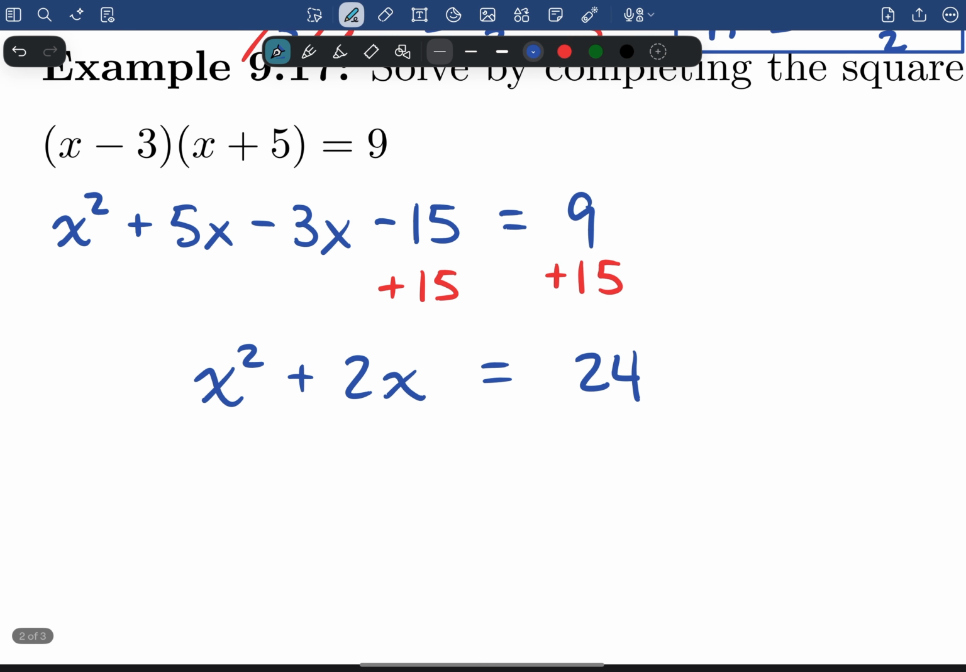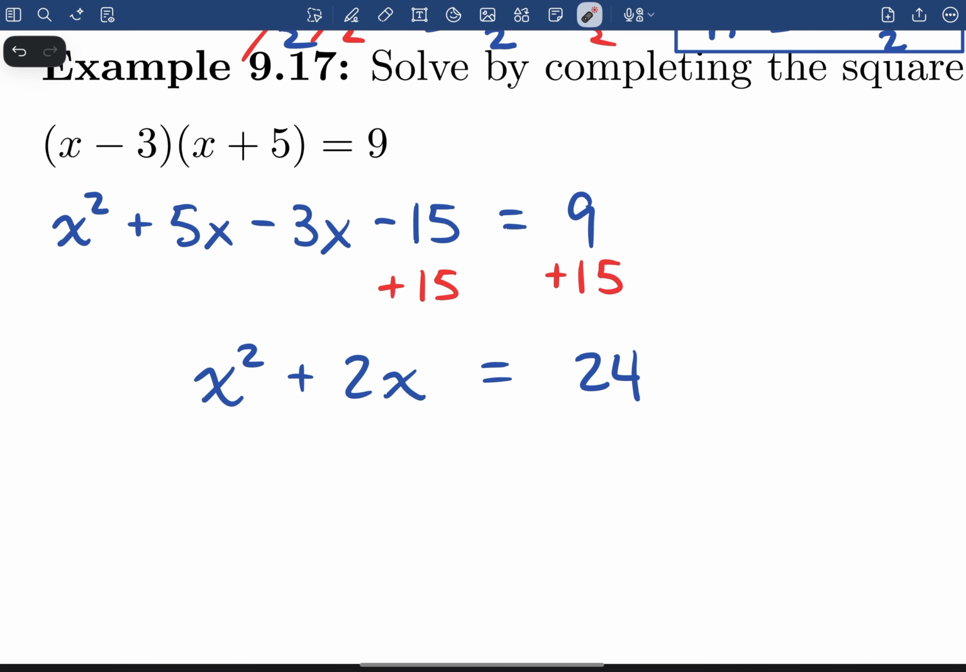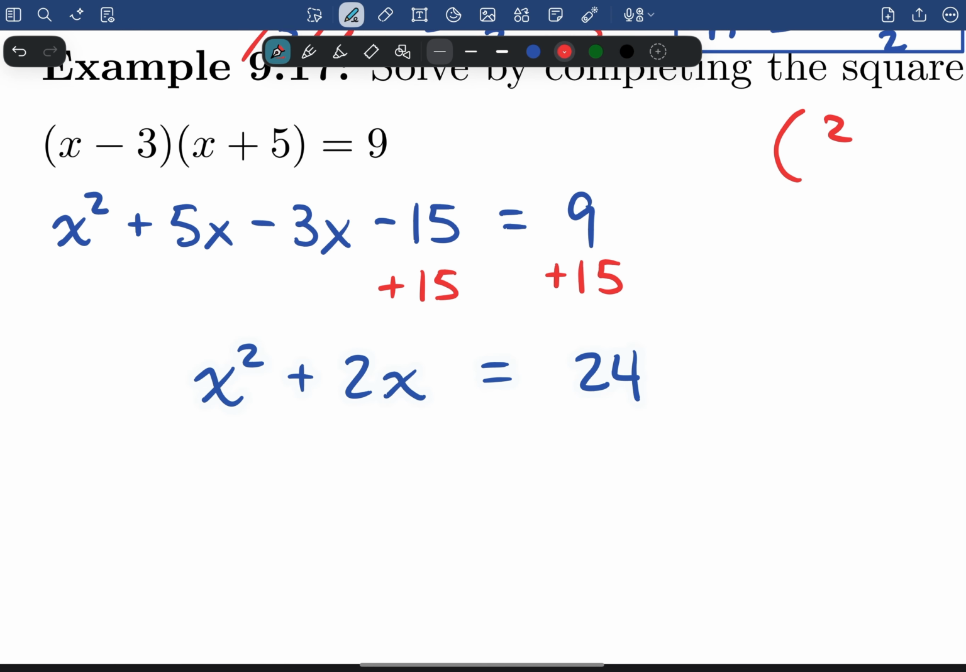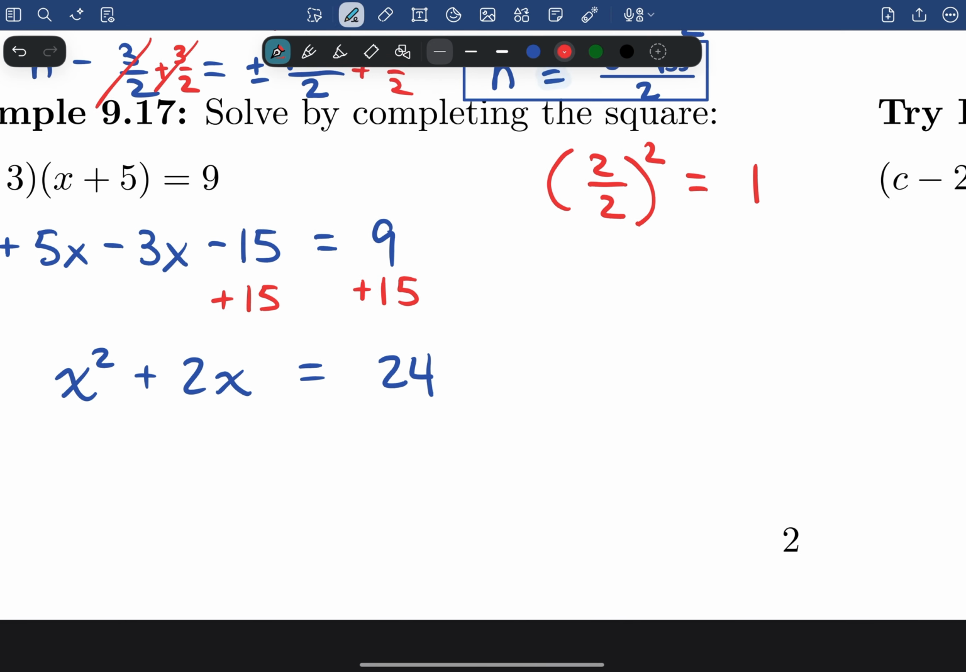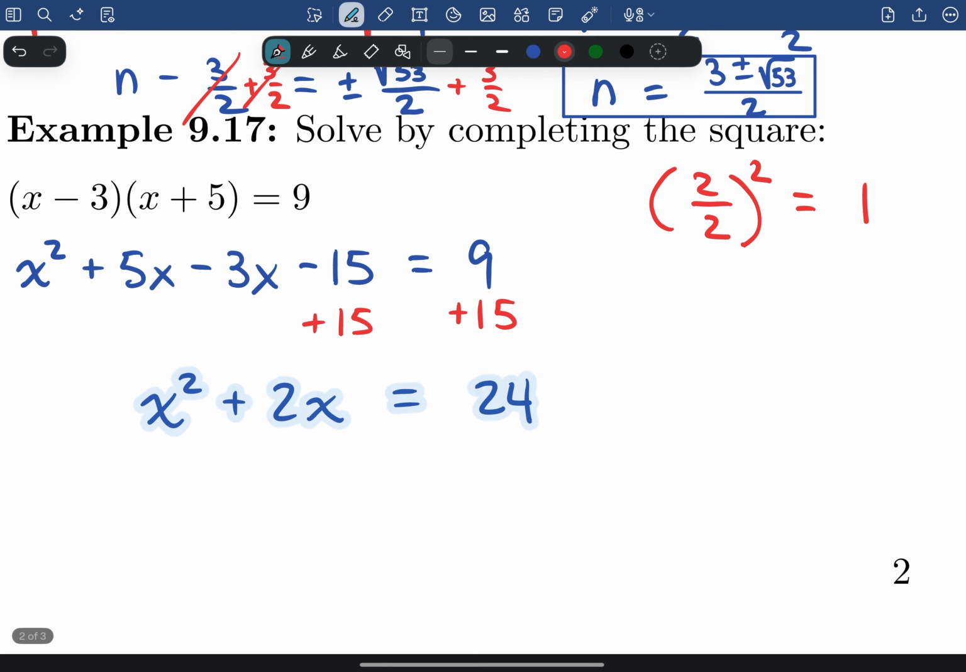I've cleaned it all up, and I'm ready to begin my process of completing the square. So I ask myself, what's the b value? And the b value is positive 2. All right, so I'm going to take the b value of positive 2, divide it by 2, and then square it, because that's what we do to complete the square. We take the b value divided by 2 squared. And 2 divided by 2 is 1, and 1 squared is 1. Okay, I've completed the square. I'm now going to rewrite my equation.